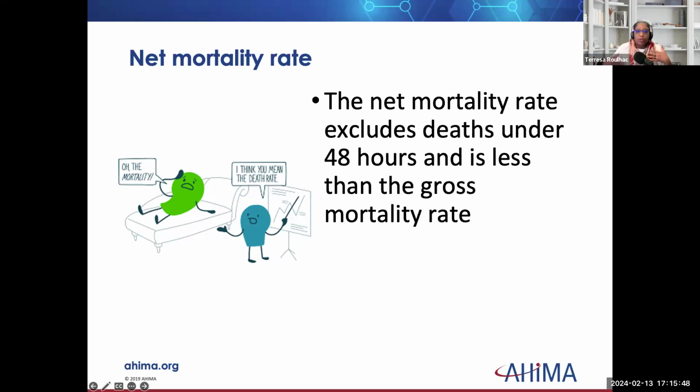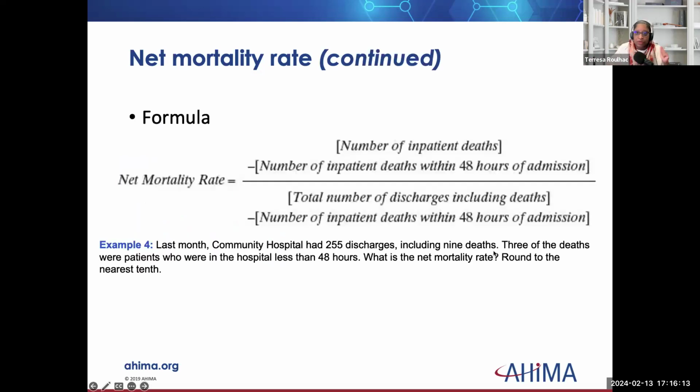We also look at requests by reporting and accrediting agencies. They want to know what's going on. They want to see the entire picture. So they may ask, hey, I want this particular rate as opposed to another one. Net mortality is also known as the institutional mortality rate. So you may see net mortality, but keep in mind another term, institutional mortality rate. Okay.